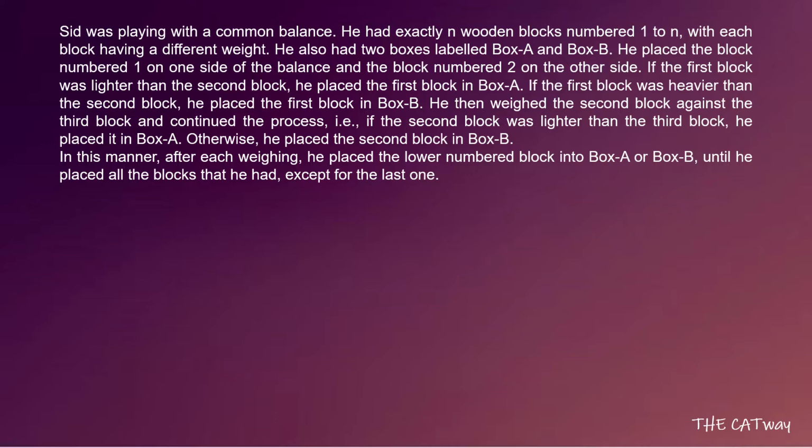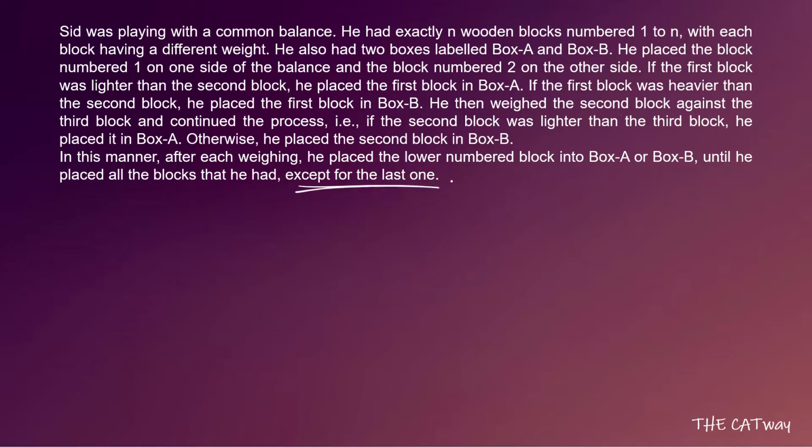Let's move ahead. He then weighed the second block against the third block and continued the process. That is, if the second block was lighter than the third block, he placed it in box A. Otherwise, he placed the second block in box B. In this manner, after each weighing, he placed the lower number block into box A or box B until he placed all the blocks that he had except for the last one.